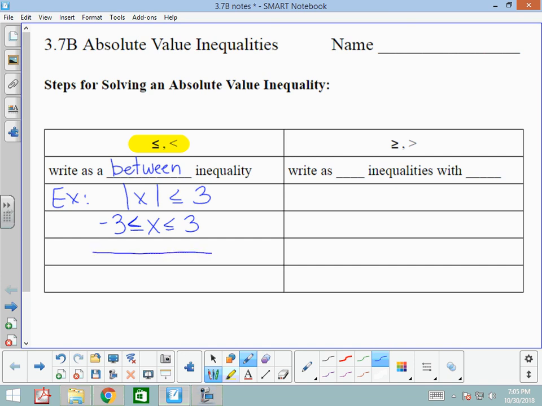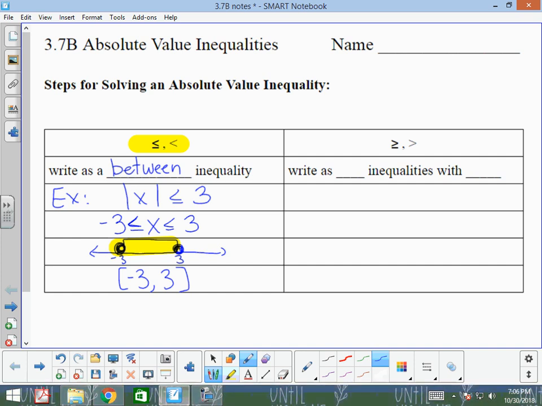So on the graph, since x is between negative 3 and positive 3, that means the shading is between negative 3 and positive 3. And again, it has to be included because of that equal to sign. As interval notation, we're going to use bracket, negative 3 to positive 3, bracket. Since the shading is between negative 3 and positive 3, the interval goes from negative 3 to positive 3, and the brackets mean that negative 3 and positive 3 are included.